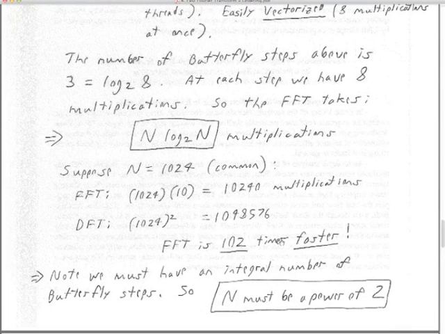And what do you do? Well, you have to make your data set have a power of 2 samples. So how do you do that? Well, you just pad it with zeros. Maybe you have 800 actual time samples where you have data. You have to pad it out to 1024 samples. Just put zeros in that last 224.